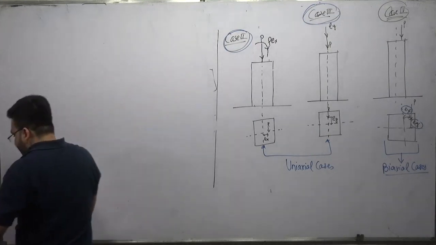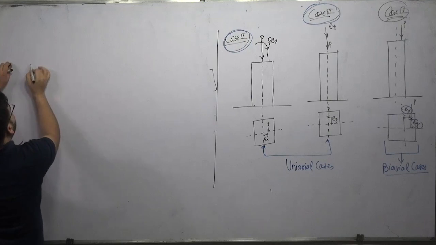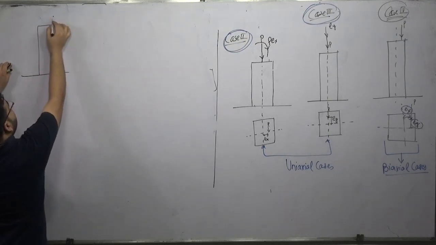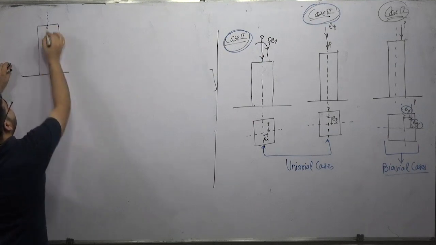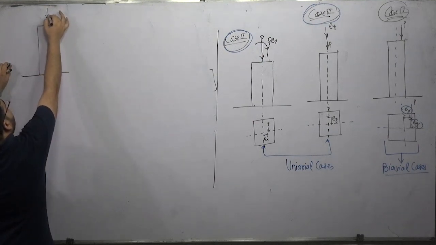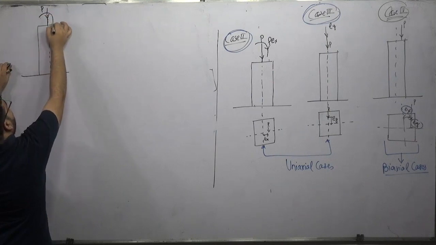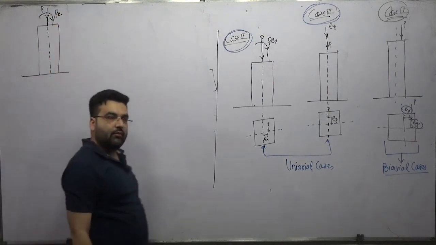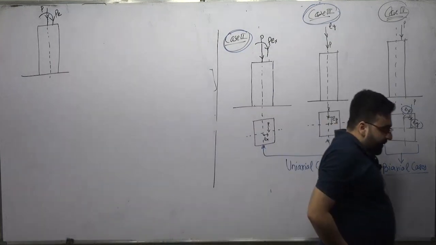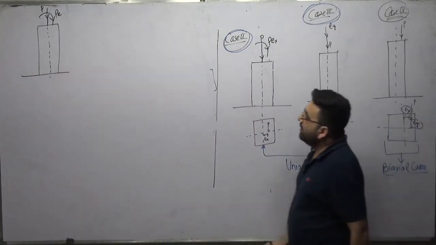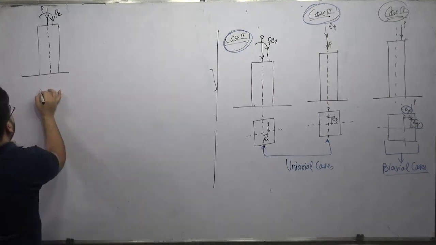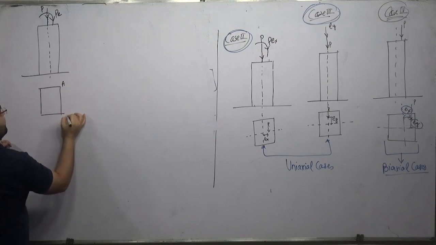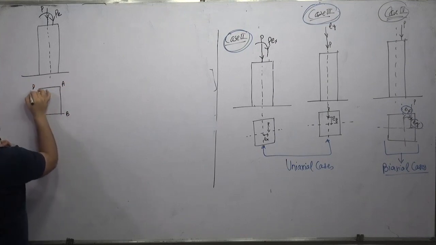So what I have done is P at the center and a moment which is equal to P into E. Let me draw the top view also. So this is the top view of the column. Let's say this point is A, this is B, this is C, this is D.